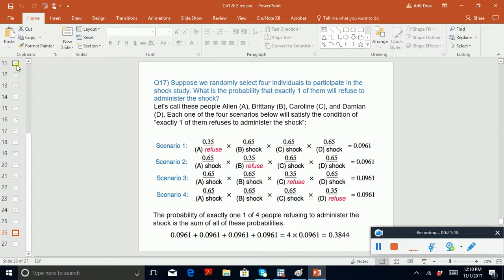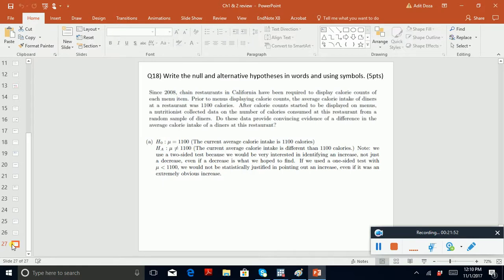And the last question was actually from the homework question, and most of you got it correct. And it's a 2-tailed test. So that's about the review.